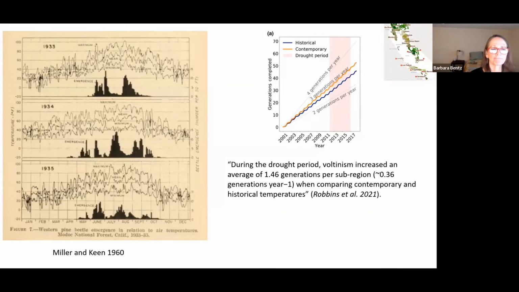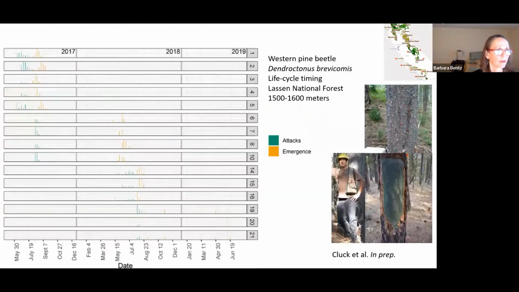So we're also working on forecasting Western pine beetle generation timing, but from a little bit different angle using some field data. So we initiated a study in 2017 to directly observe Western pine beetle generations. This is some monitoring that Danny Cluck with Forest Health Protection in California did. So basically we follow attacks and emergence on individual trees. So shown here are counts on multiple trees in a stand on the Lassen National Forest, which is also up here in Northern California. So the attacks are in green and the emergences in orange.